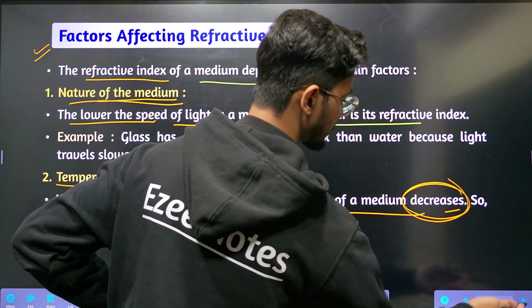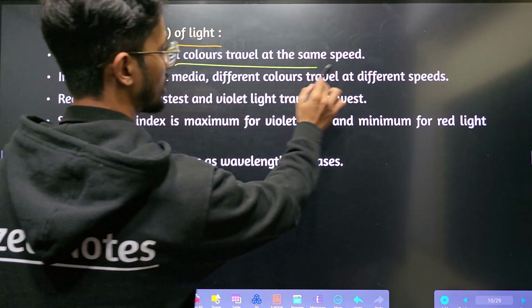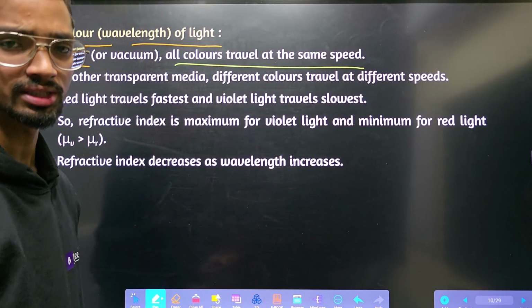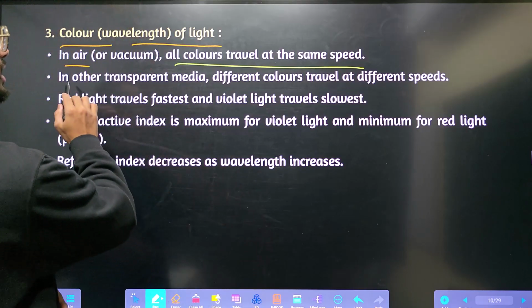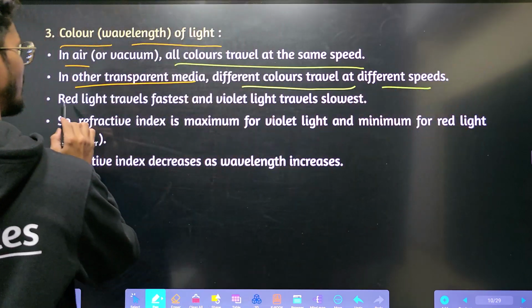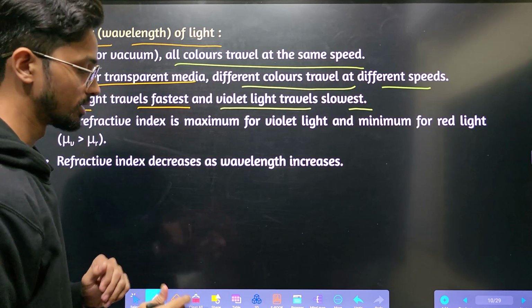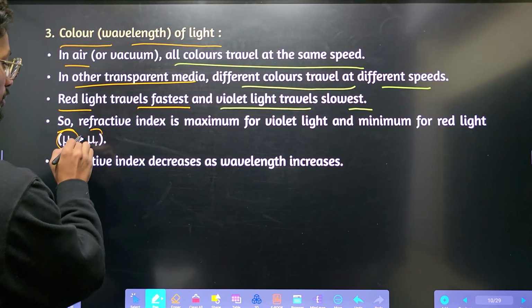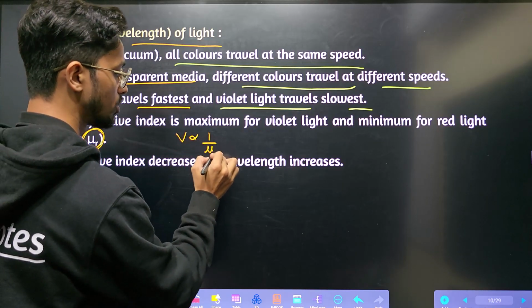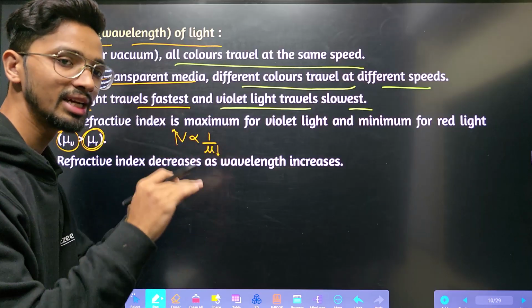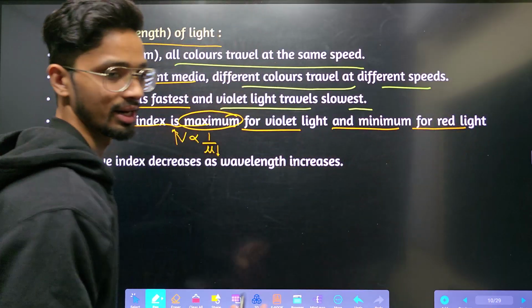Okay. Next is color or wavelength of light. In air, every color travels at the same speed. That's why the speed of light in air is constant, 3 into 10 to the power 8. But in a medium, different colors travel with different speeds. Red light travels fastest, violet light travels slowest. So mu of violet will be more and mu of red will be less, right? Because v is inversely proportional to mu, the color which travels fast has the least refractive index. So refractive index is maximum for violet and minimum for red light.